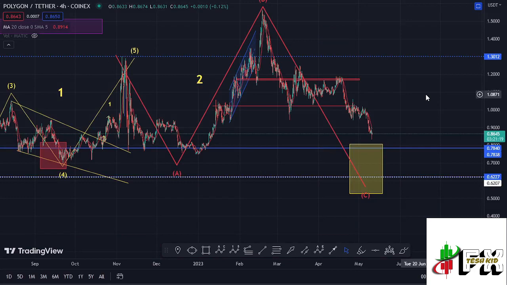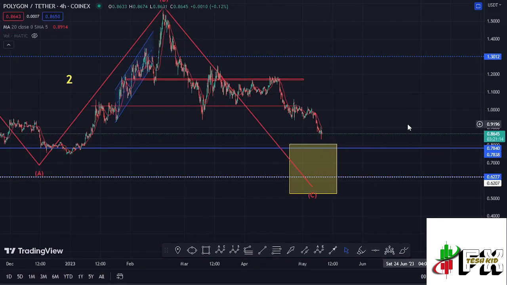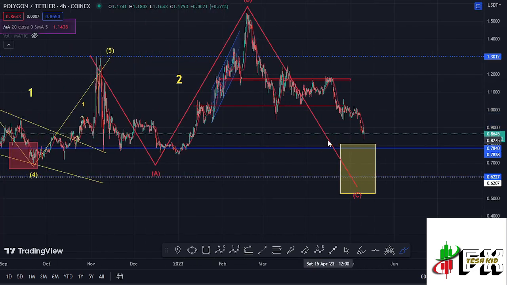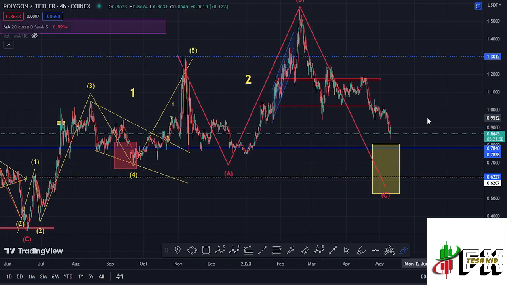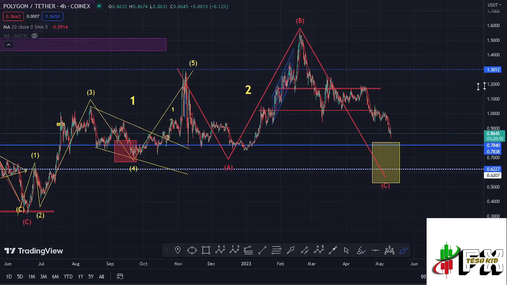Welcome back to TechKidFX for another Polygon Matic price prediction update, which at the time of this recording is holding below the 20-day MA here on the 4-hour chart, which is now acting as resistance for us to continue gearing up. We have also continued to obey the Elliot wave structures, where at the time of this recording we are seeing a bit of a breakdown to the lower side in the formation of this wave 2.